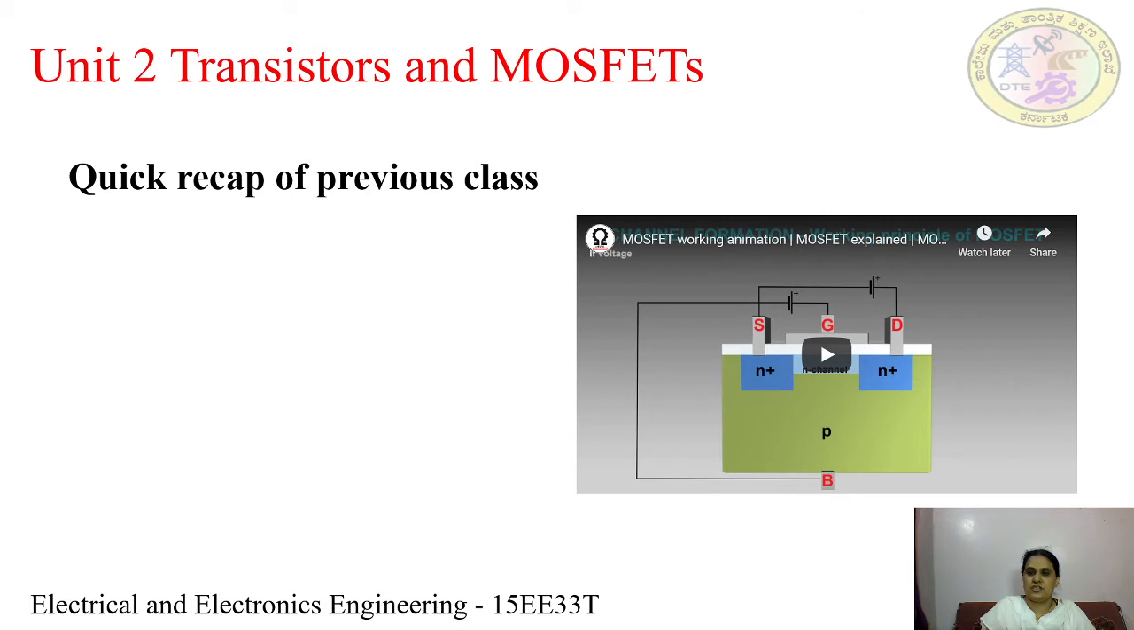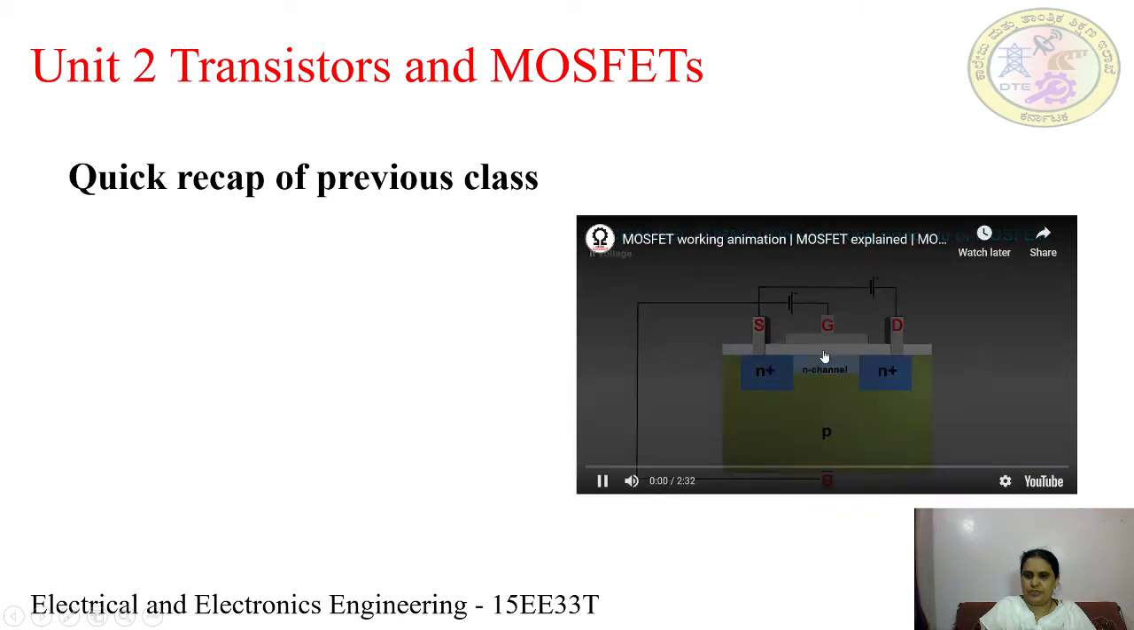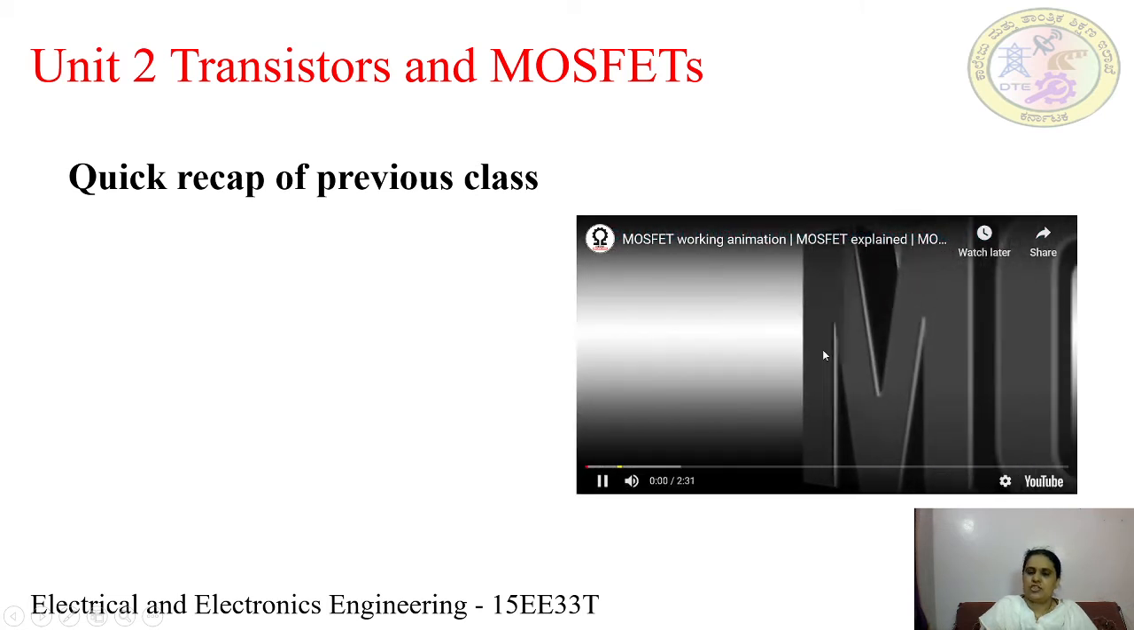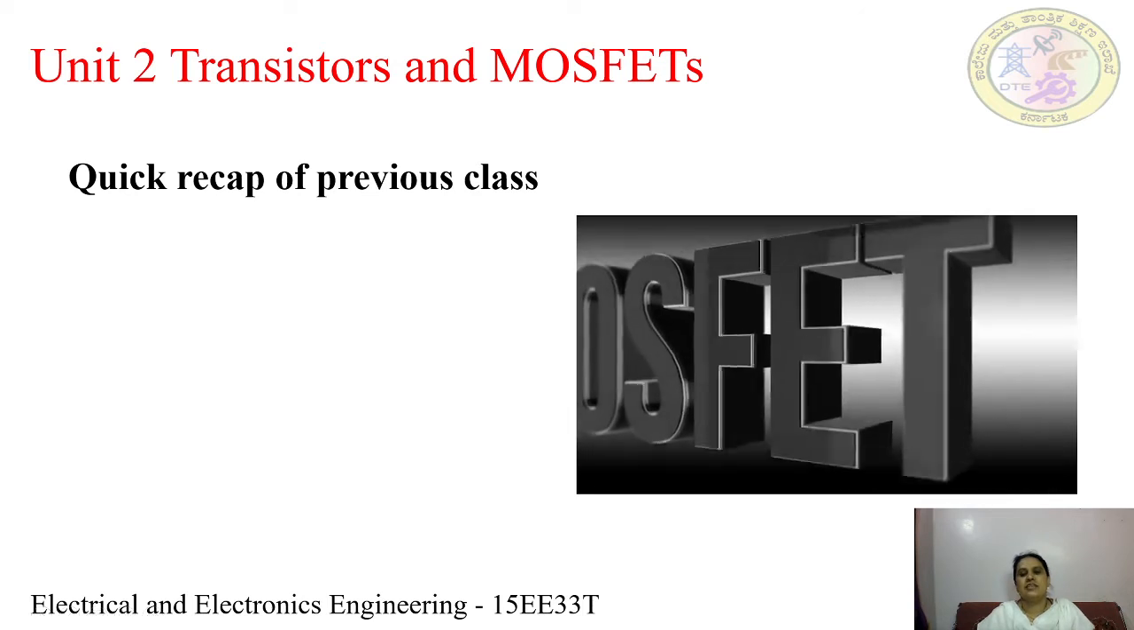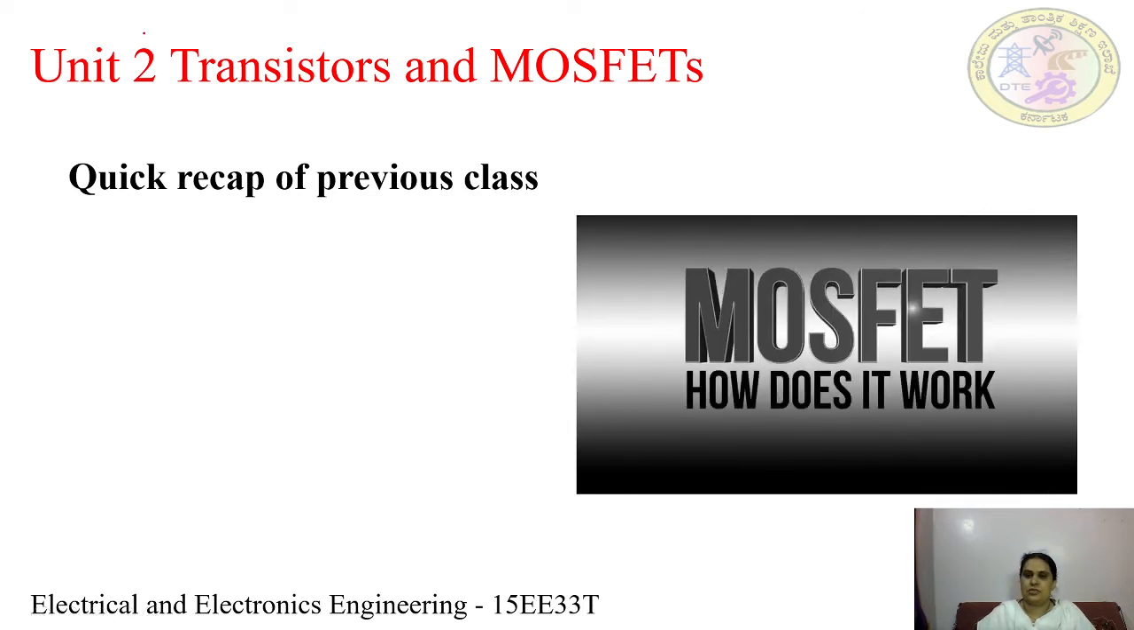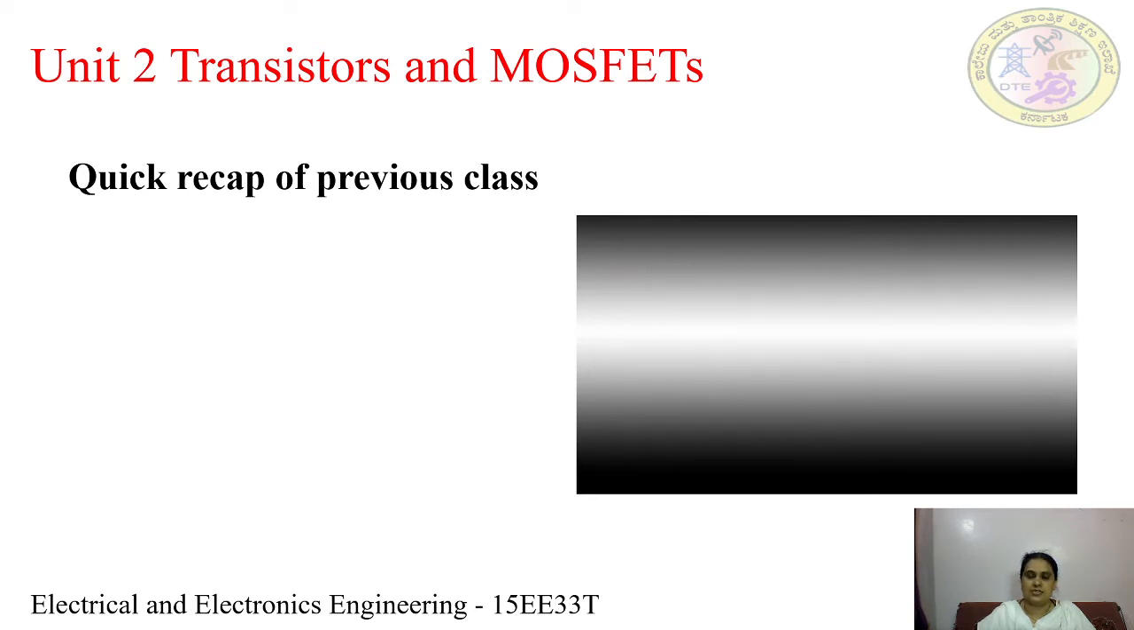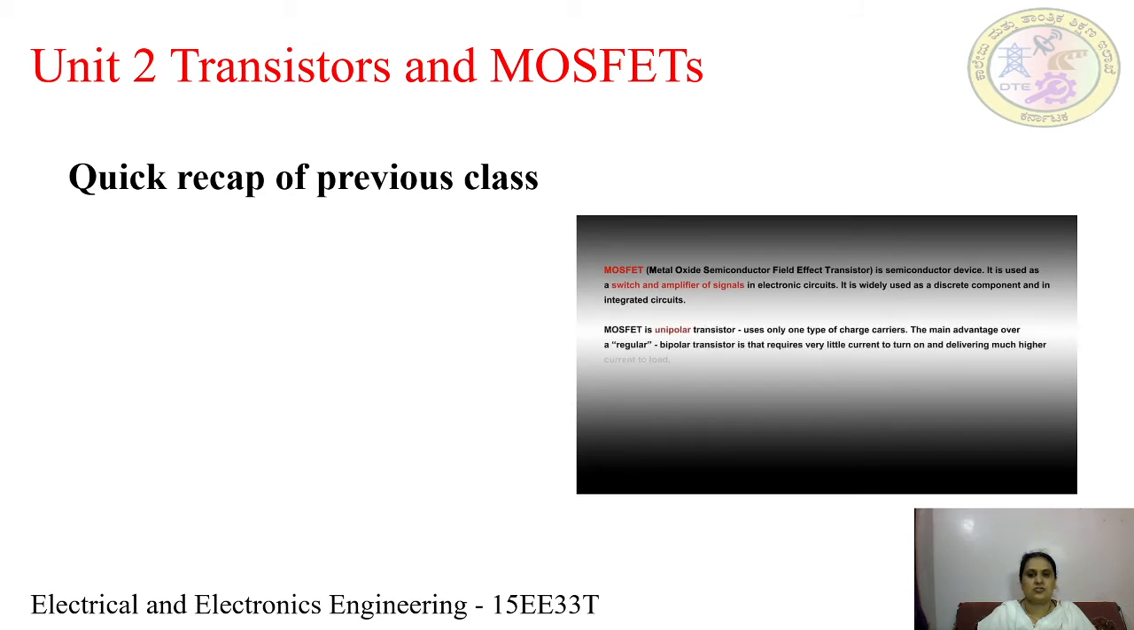In the previous session, we discussed the working principle and construction of the N-type enhancement mode MOSFET. So let's have a small animated video here. MOSFETs are metal oxide semiconductor field effect transistors, which usually have 4 terminals: drain, gate, source and substrate. MOSFETs are used as a switch as well as an amplifier.